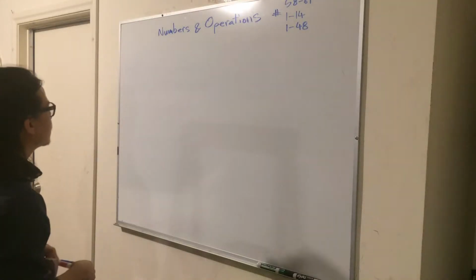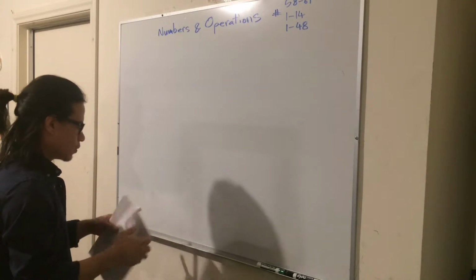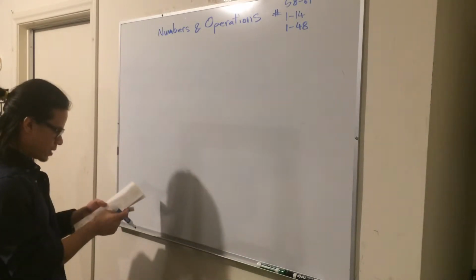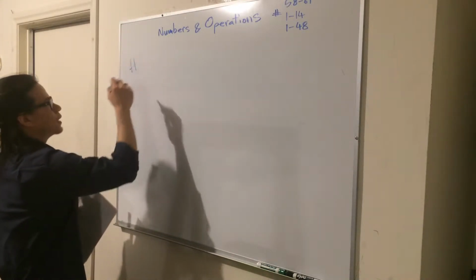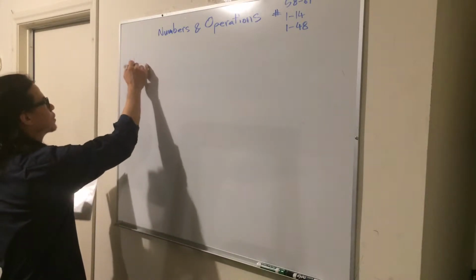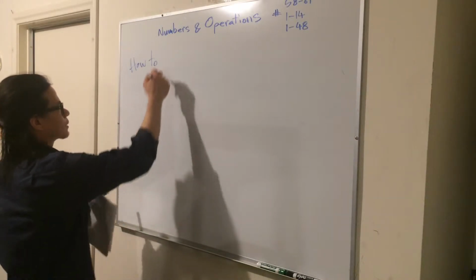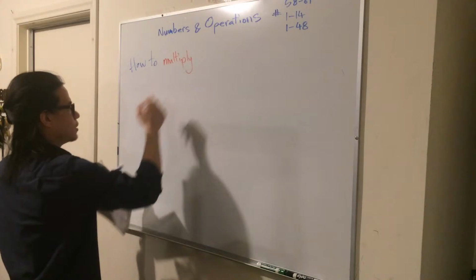So last we talked about adding and subtracting positive and negative integers. Wherever there's adding and subtracting, there's going to be multiplying and dividing. So first let's look at how we can multiply integers. Okay. So how to multiply integers.